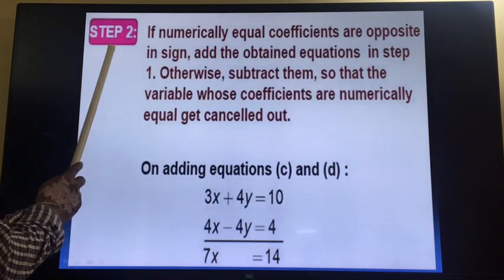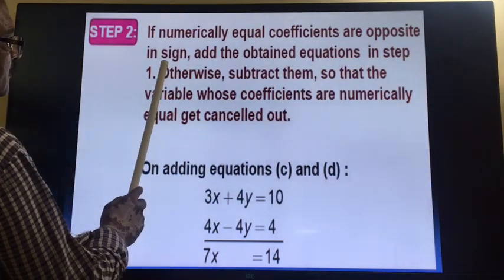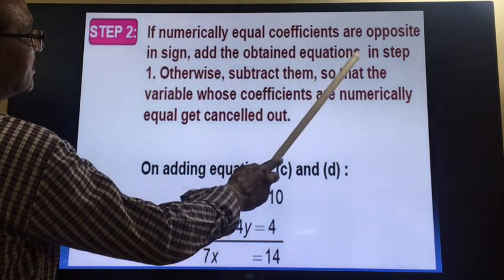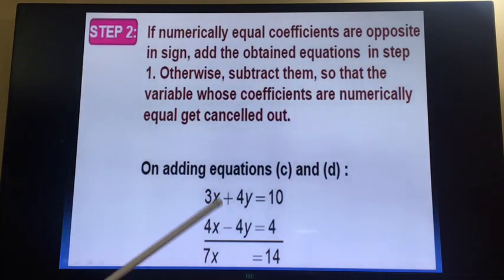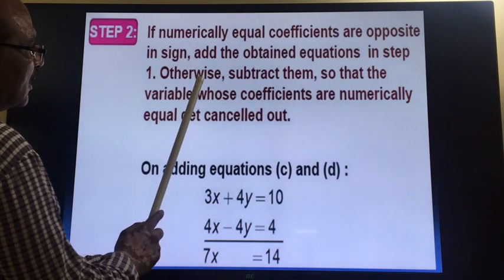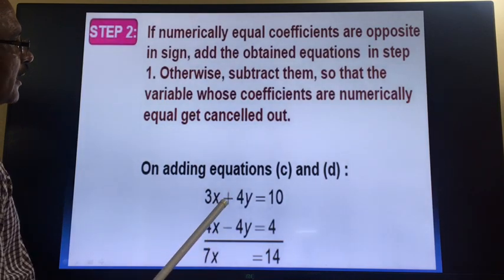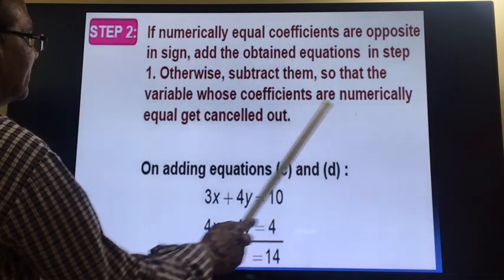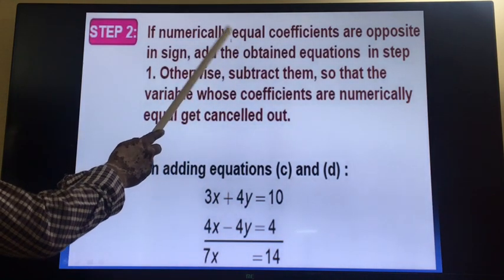So this is the next step. If numerically equal coefficients are of opposite sign, then add the equations obtained in step number 1. So in this step we will add both the equations. Otherwise, if both are of the same sign, either both positive or both negative, then we will subtract them so that the variable whose coefficients are numerically equal gets cancelled out. So in this case, one positive, one negative, we will follow this rule and add both.